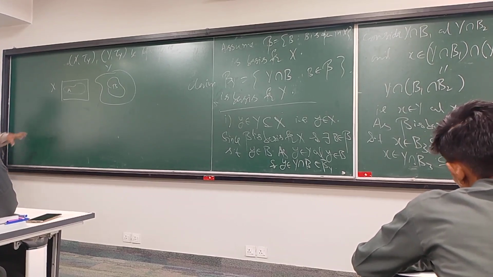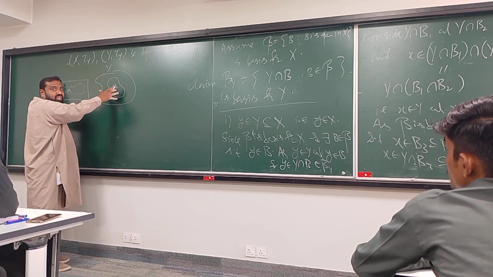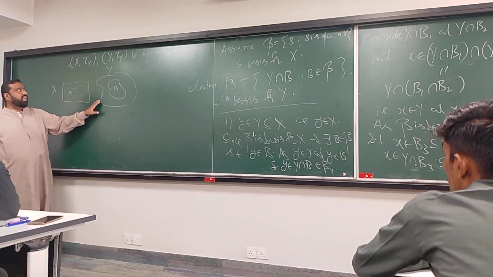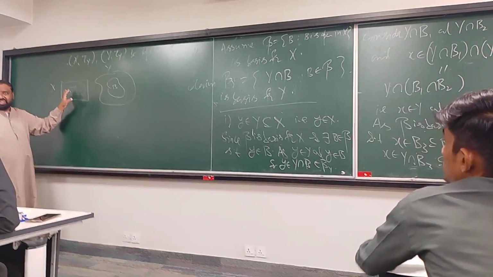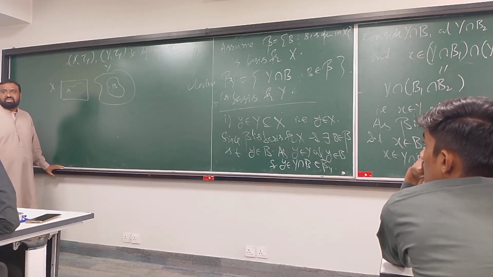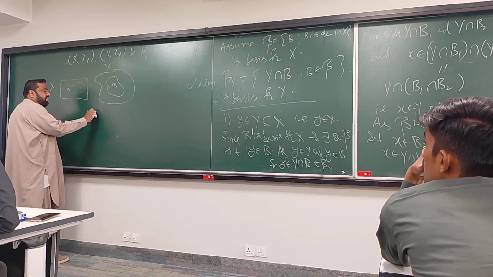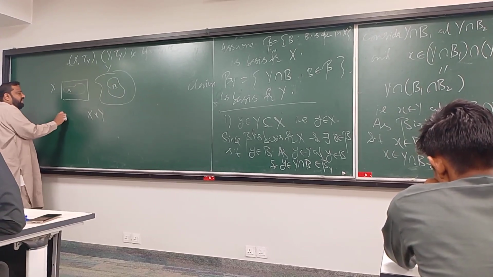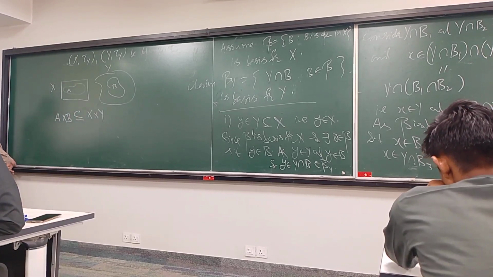Then I know the product of X and Y is also a topological space. Then what can you naturally think? If X cross Y is a topological space, then using A and B, can I create another topological space? I know that X cross Y is a topological space, and obviously A cross B is going to be a subset of this topological space.